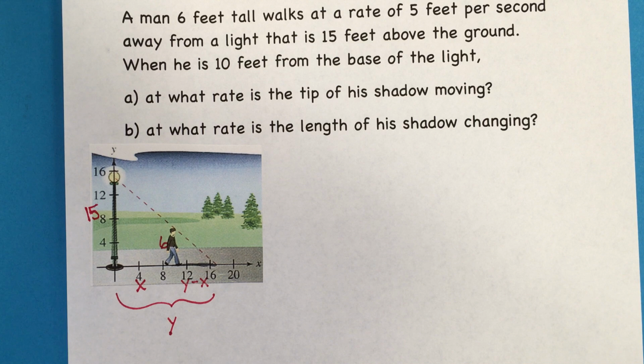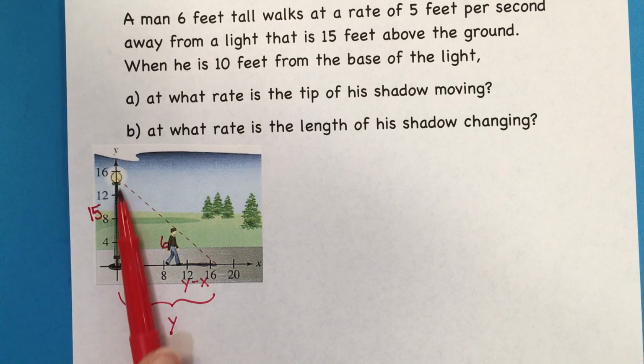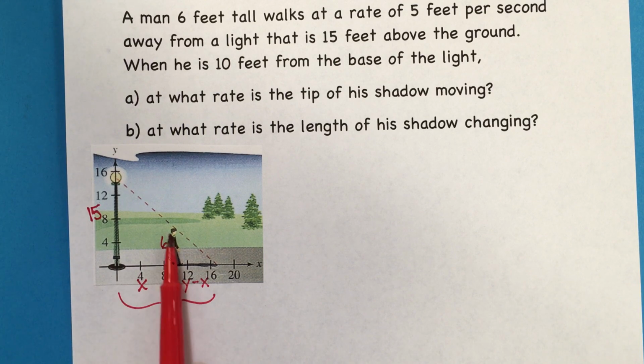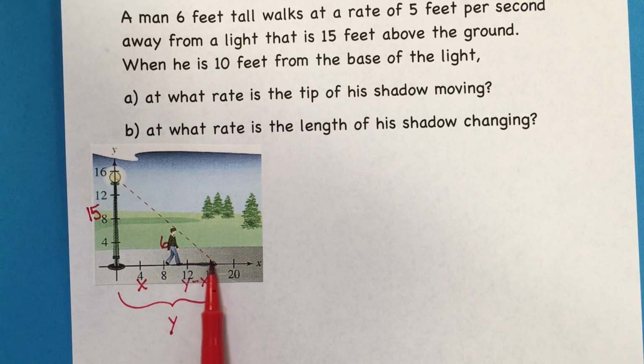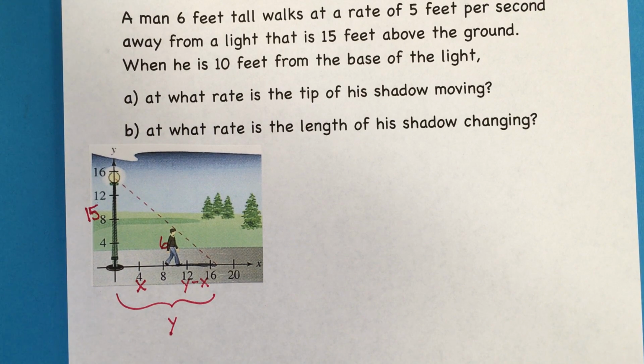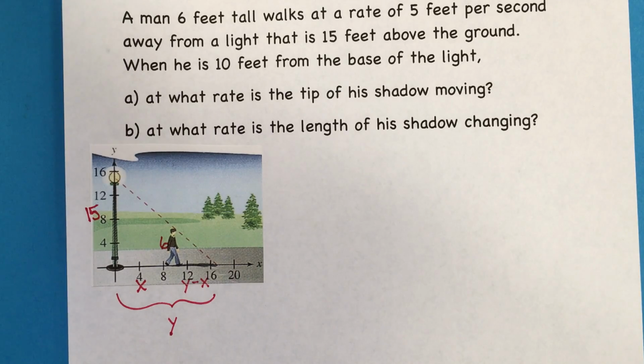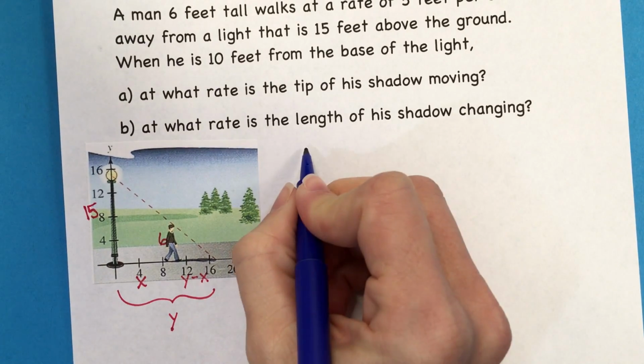Okay, what you're doing with this problem is working with similar triangles. You've got two right triangles: the overall right triangle, the one I'm outlining here, and also a small right triangle with the man. So we're going to set up a proportion to work part A. First of all, let's write down what we're given.